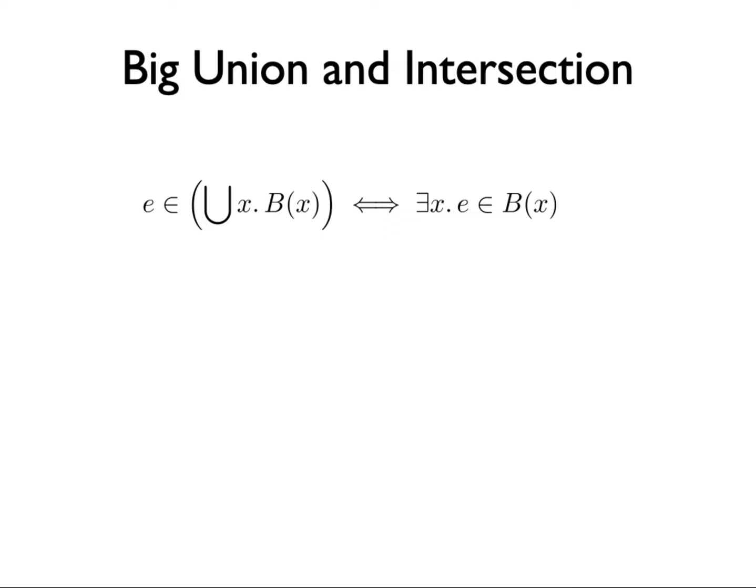This should be kind of obvious. So what is the union? If you like, that is an indexed union. That is a union for all x, and of course x is necessarily of a particular type, of a family of sets which we write as B of x, for x ranging over an entire type, whatever that type may be. And to be a member of that union holds exactly if e belongs to some particular one of the Bs for some particular x.